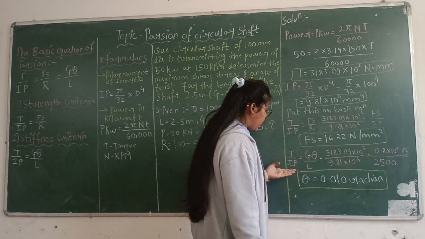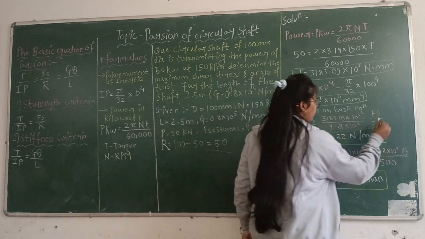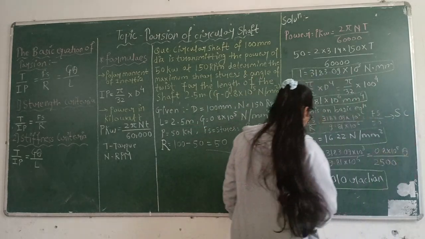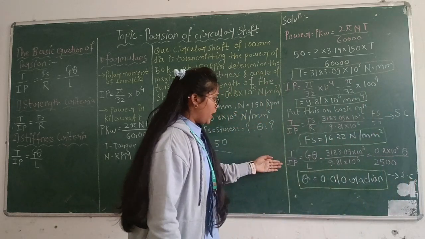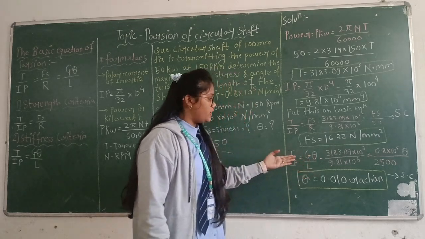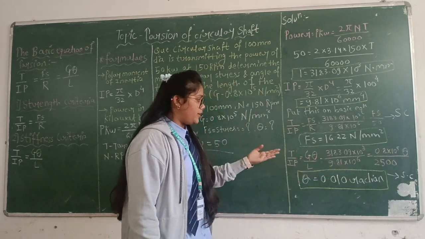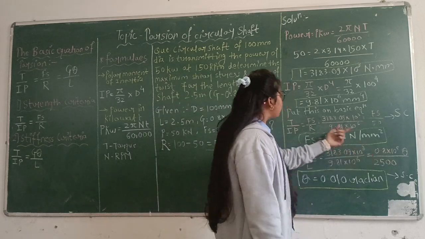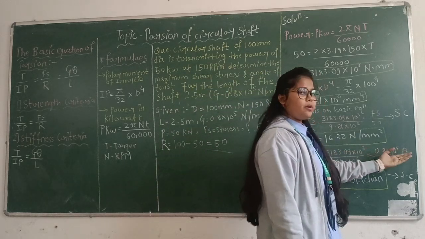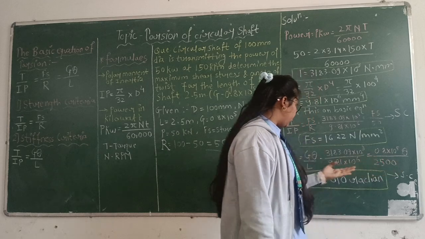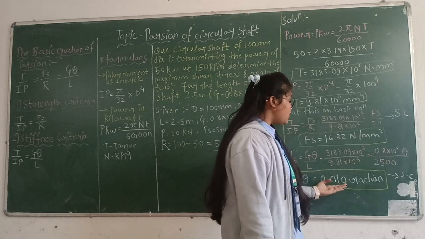That is our strength criteria, and then we want to find the stiffness criteria. T upon IP is equal to G theta upon L: 3183.09 into 10 to the power 3 upon 9.81 into 10 to the power 6 is equal to G, which is given in the numerical, that is 0.8 into 10 to the power 5, times theta upon 2500. So our angle theta is equal to 0.010 radian.